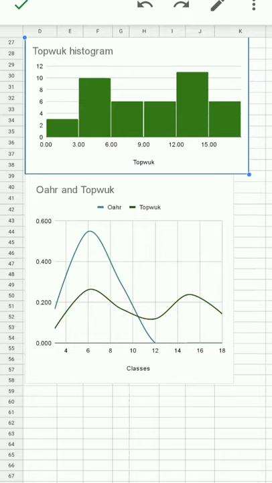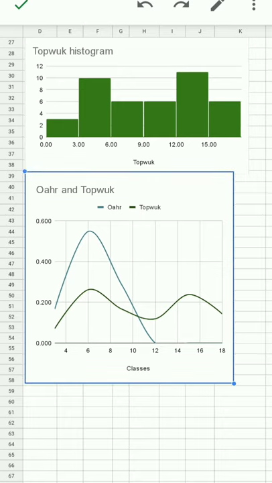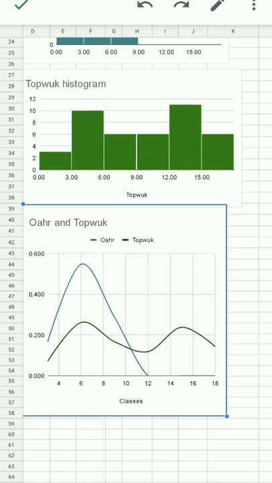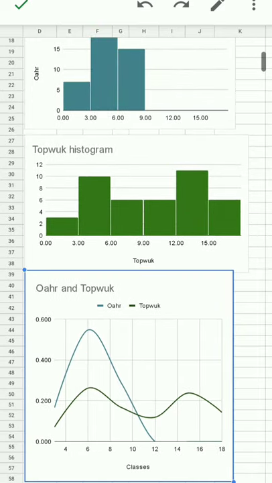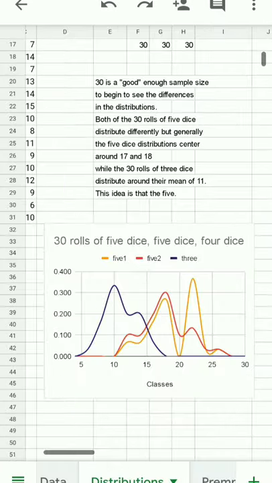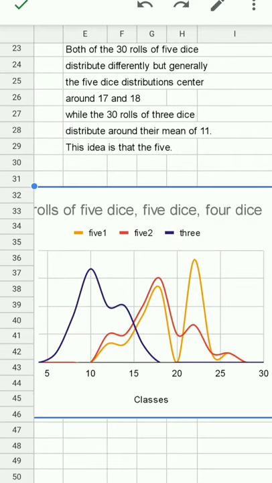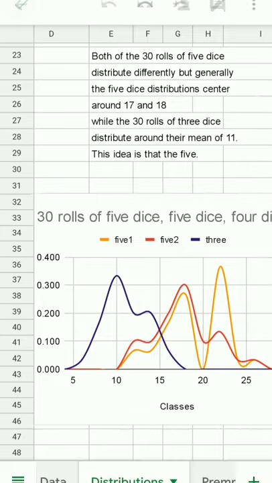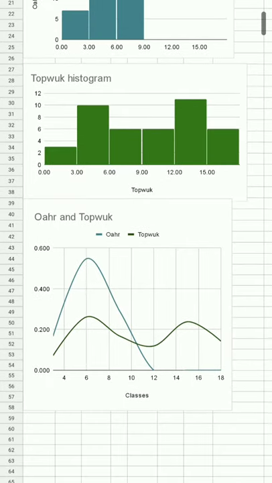And distinguishing between two distributions will be part of the mechanics that we develop. One of the difficulties here is the oahr appears to be somewhat normally distributed, and the topwuk appears to be somewhat bimodally distributed, although again, random variations, as we saw in the distribution of these five dice, that bimodal could simply be a random difference. The five dice will eventually, when rolled more often, create a normal curve, not a bimodal distribution.